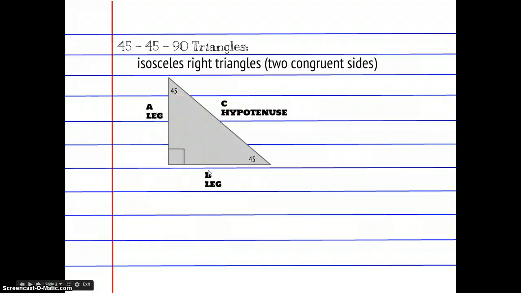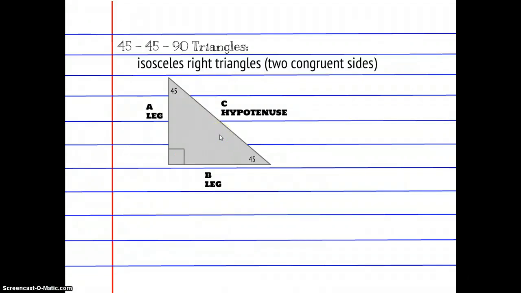And in this particular triangle, something that makes it special is that this leg and this leg are identical. They're congruent, right? If this one's 5, then this one's 5. If this one is 90.6, then this one is 90.6. A and B are congruent, right? The hypotenuse is longer. The hypotenuse, being across from the 90-degree angle, should be longer, okay?